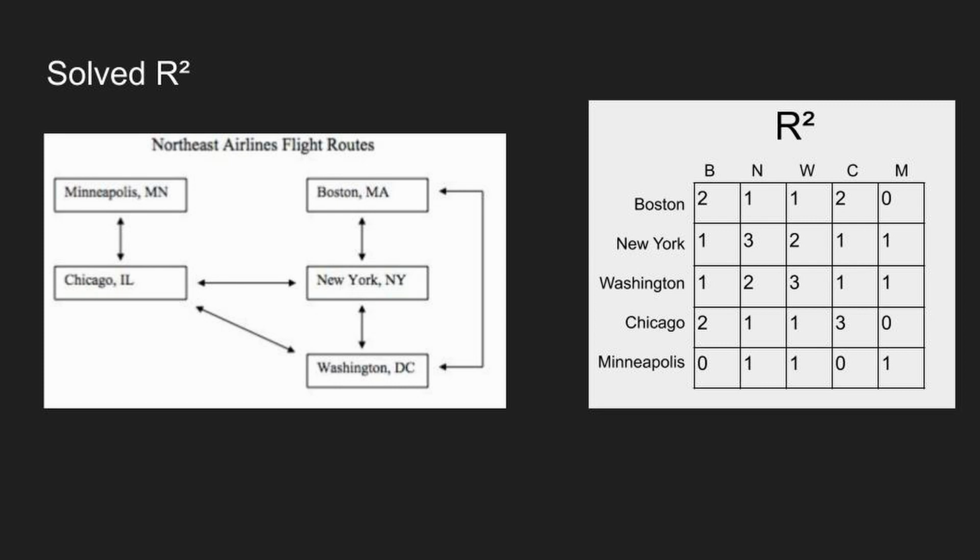You may be wondering what the significance of this is. It's actually pretty simple, but pretty interesting too. You remember how R was the number of one-step, or direct, flights between cities? Well, R squared is the number of two-step, or one-layover, paths between the two given cities.